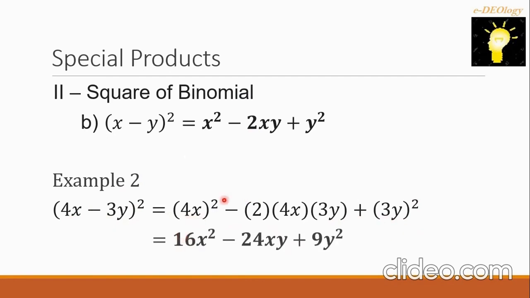For the 4x, all raised to 2 becomes 16x squared. The middle term, 2 times 4 is 8 times 3 is 24. And then the xy are included in the middle term. And the last term is 3y all raised to 2 becomes 9y squared. So this is our final answer.